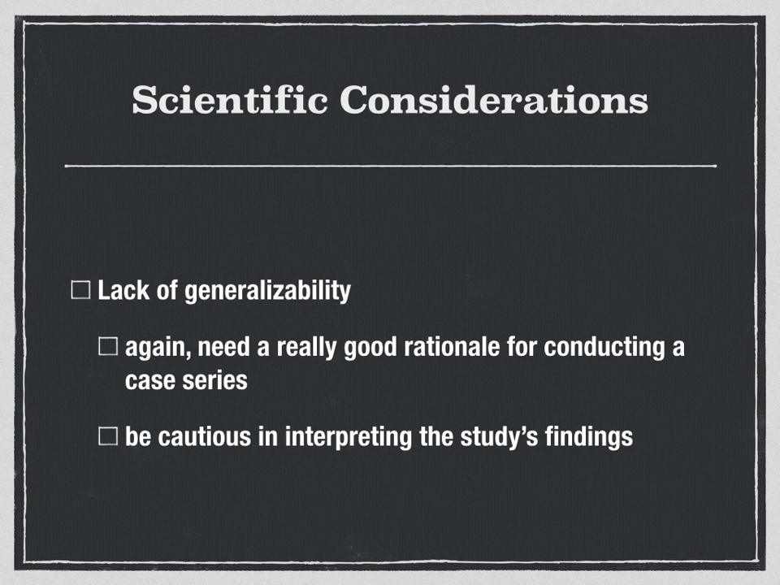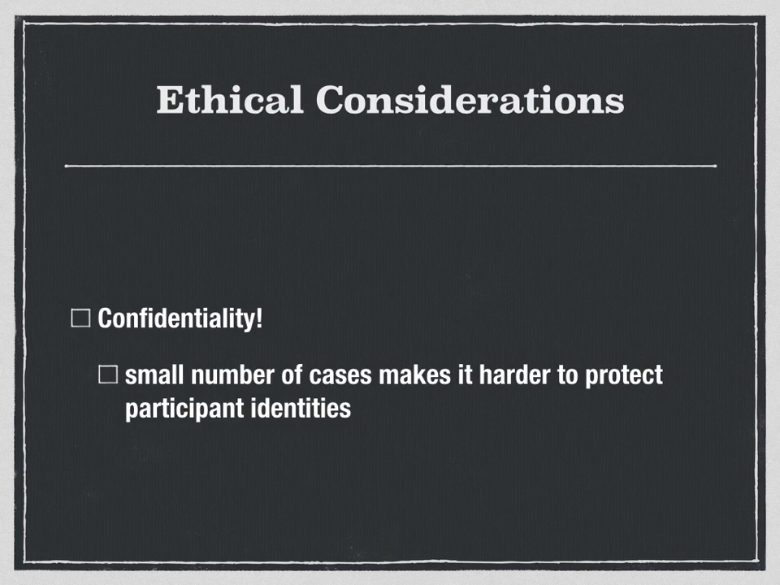Even when you do have a really good rationale, you must be careful in your interpretation of your findings. You cannot claim them to be general truths without further study using more rigorous approaches. And lastly, case series researchers must pay special attention to the protection of the identities of participants, especially if the disease being described is rare and each patient is at higher risk of being identified.